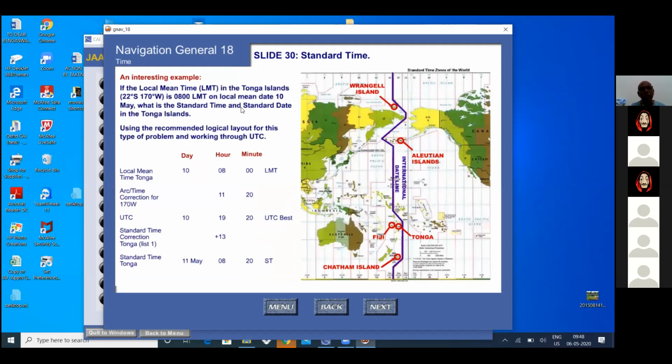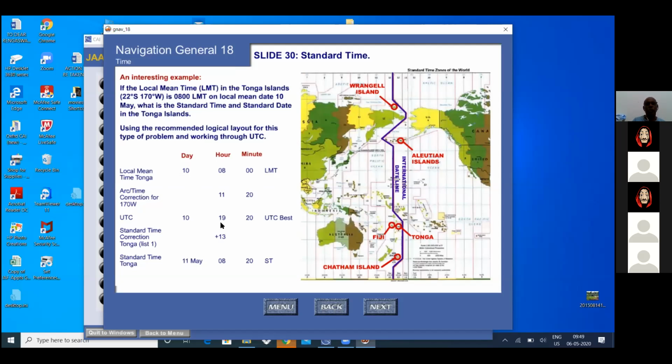Now let's see what is the standard time on the same Tonga Islands. And how do we do it? We change it to UTC and back again. So the local time on the 10th is 0800 LMT. Now the arc time based on this longitude, for 170 west, is 11 hours and 20 minutes. So you get UTC as 1920.